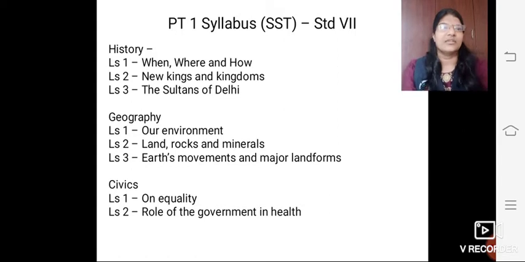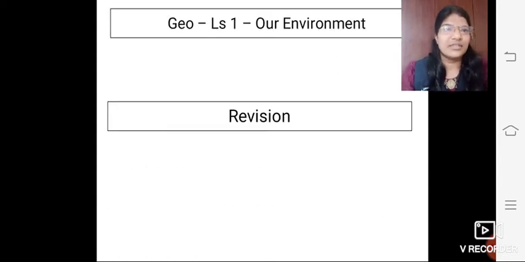In today's session, I am going to take the revision of lesson number 1 of geography, and the name of the lesson is our environment. What we learned in this lesson, students? Yes, in this lesson we understand what is environment, and we understand the various components of both natural and human environment.